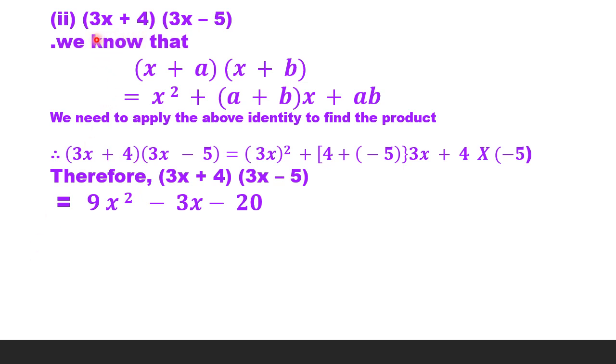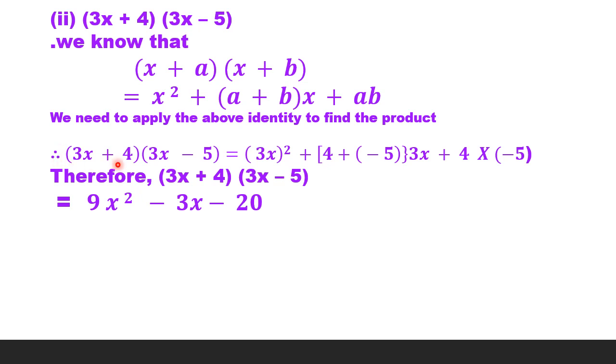Here again, we are going to use the same identity, (x + a)(x + b). Here, a and b are numbers, +4 and −5. But there is a slight variation in x. In the place of x, we have 3x. So I have chosen this example. Now, using the general identity (x + a)(x + b), where x + a and x + b are the factors, we get the expanded form as x² + (sum of the numbers)x + the product of a and b.